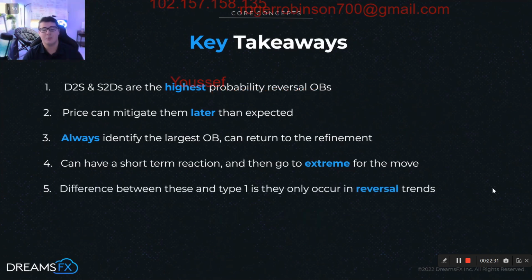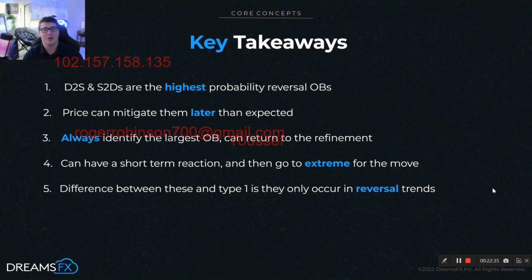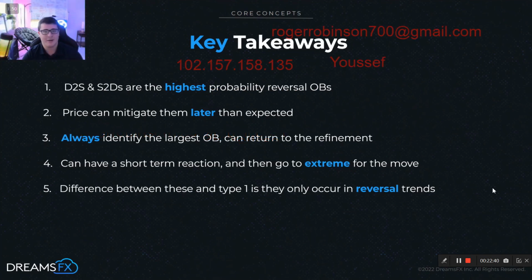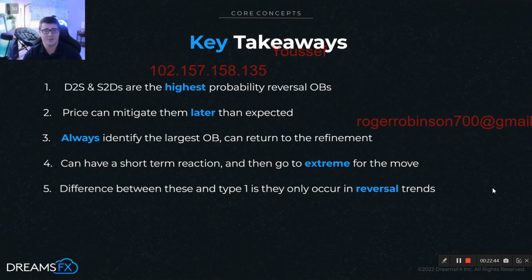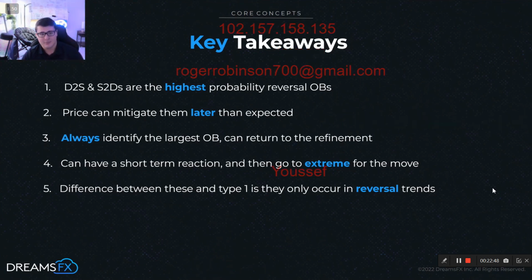The difference between these and type 1 is they only occur in reversal trends. D2S and S2Ds must cause new structure to break. If you're in a previous downtrend, price mitigates that previous bearish extreme, has a pullback, then makes new bullish structure. That is, my friends, an S2D decisional, supply to demand. If you do not see that new BOS made and just a new higher low is made, that is just a type 1.